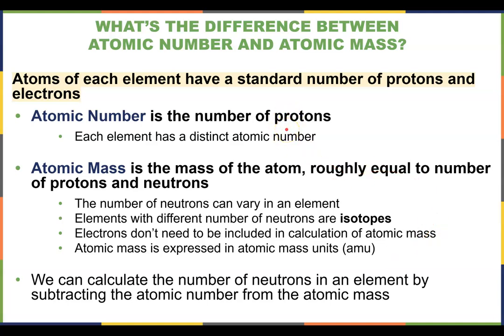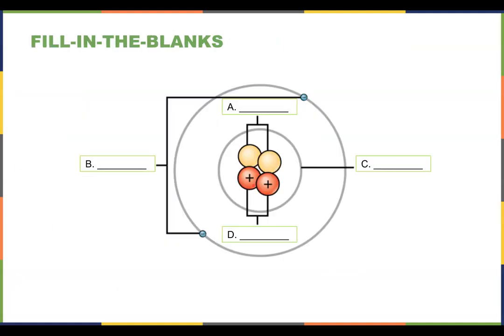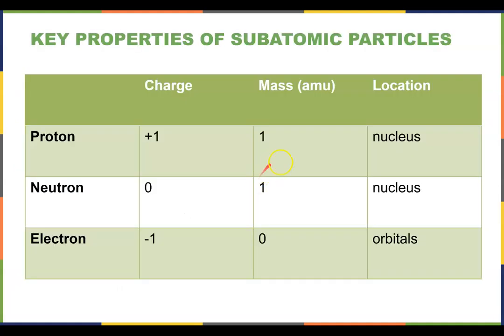So for example, carbon's atomic number is 6. So anywhere you see it on a periodic table, its atomic number will be 6. That means it's going to have a standard number of 6 protons, okay? Atomic mass is going to talk about the mass of the atom. Remember, if we go back to this table, what has mass? Protons, yes, but also neutrons.